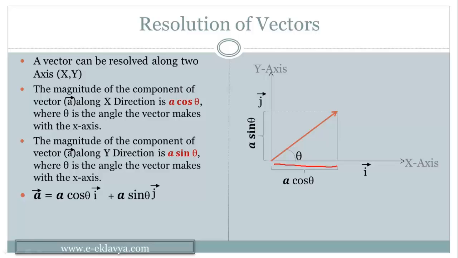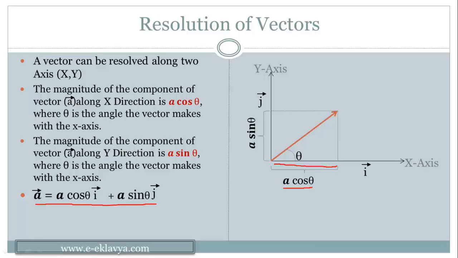And i is a unit vector along the x-axis. So i gives a sense of direction to this magnitude a cos theta. Similarly, along the y-axis the magnitude is a sin theta, and the unit vector along the y-axis is j. So if we have to resolve vector a along the x-axis and y-axis, we can write it equivalently as a cos theta i plus a sin theta j, and i and j give the direction.